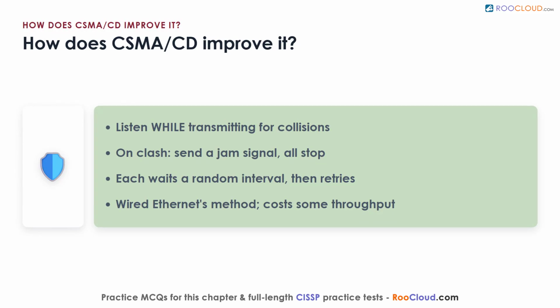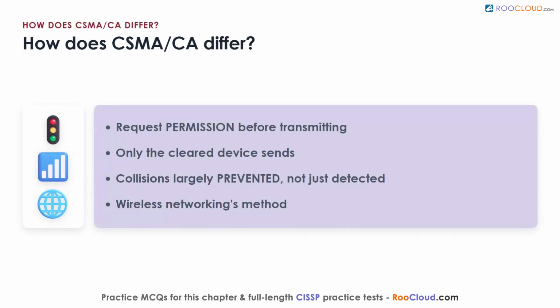This is the method wired Ethernet uses. It tolerates collisions but reacts quickly, though all that stopping and retrying costs a meaningful slice of throughput. Think of speakers who fall silent the instant they hear themselves overlapping, then each count to a different random number before resuming. How does collision avoidance take a different tack?